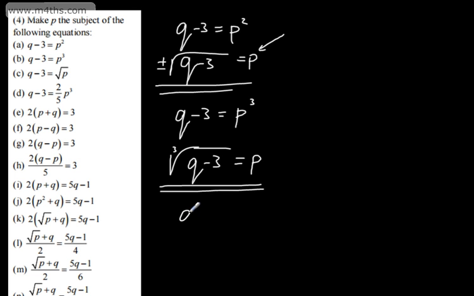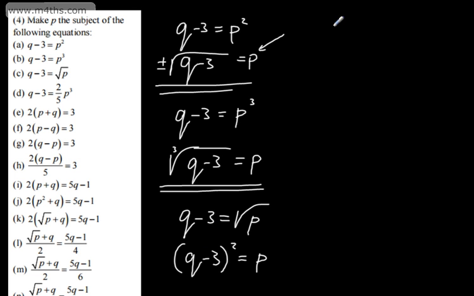The next one, q minus 3 is equal to the square root of p. The opposite to square rooting is squaring, so we square the quantity q minus 3, and that will give us p. We have to be careful, don't write q squared minus 3 squared, it's q minus 3 all squared. They are completely different.